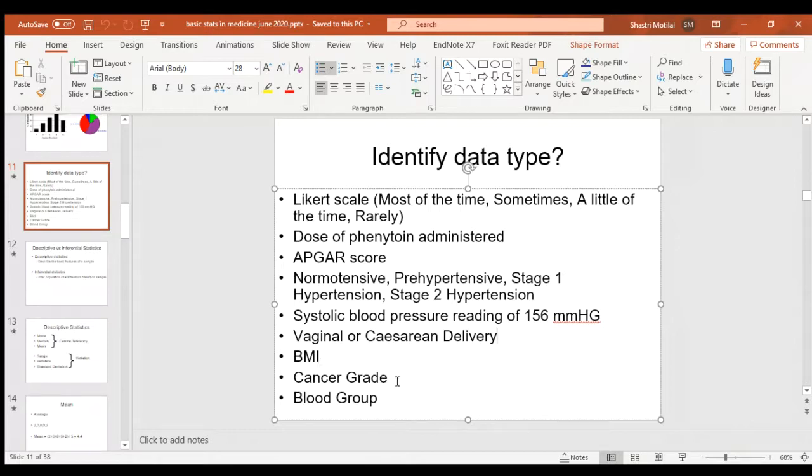Cancer grade: the grade of cancer either was grade 1, grade 2, grade 3, grade 4. 4 separate grades, but we could put them in order. Grade 4 cancer behaves much worse than grade 3 cancer. If you had to pick one to get, you would choose grade 1 because that is the least invasive one. So cancer grade would be ordinal.